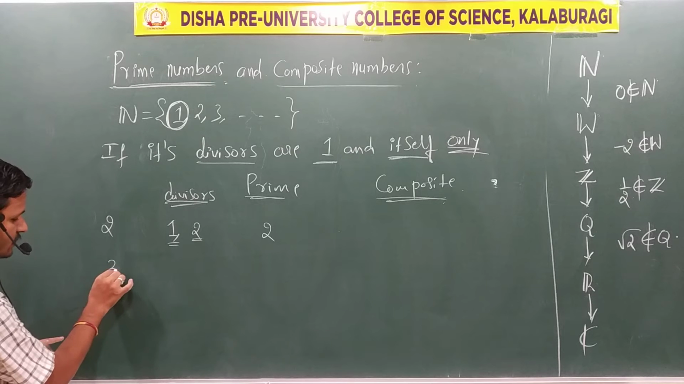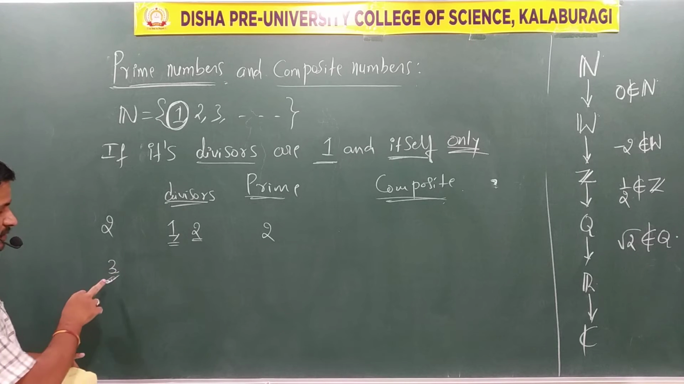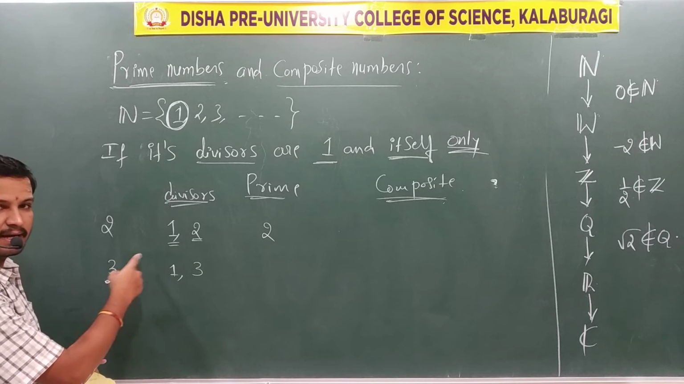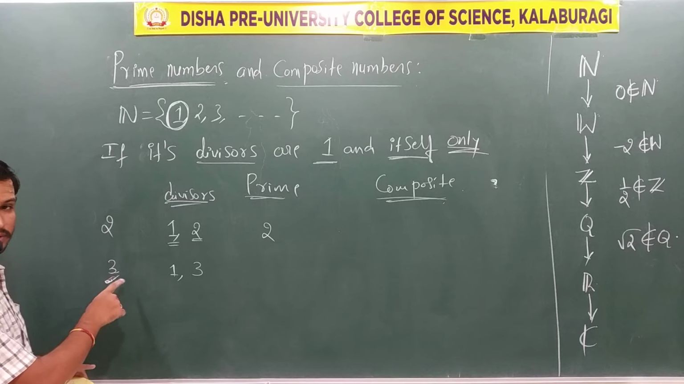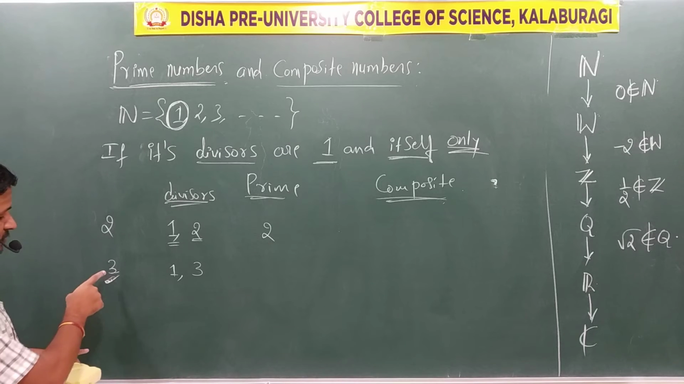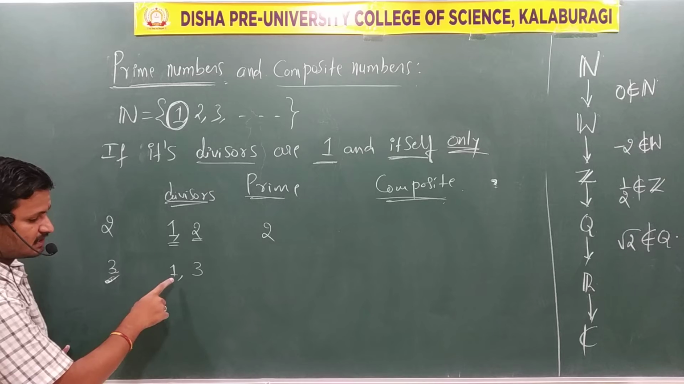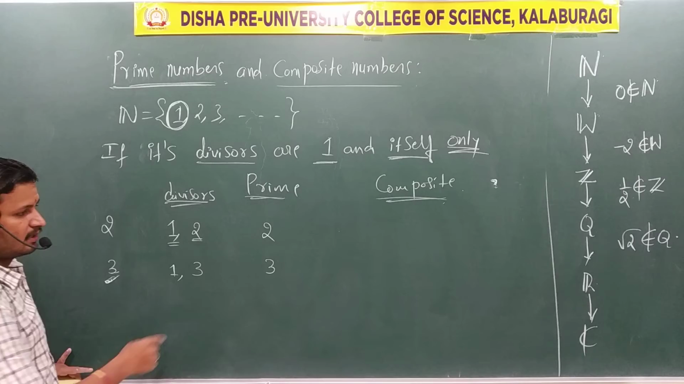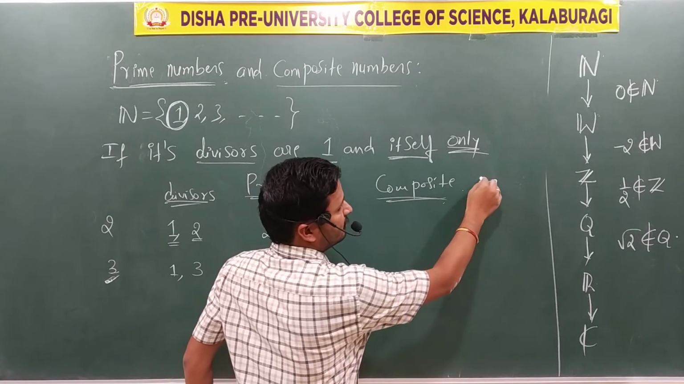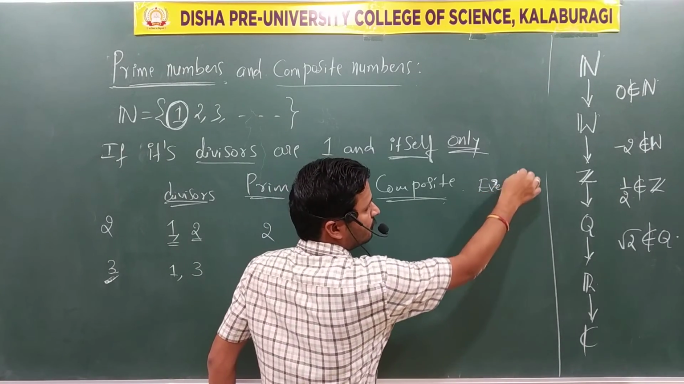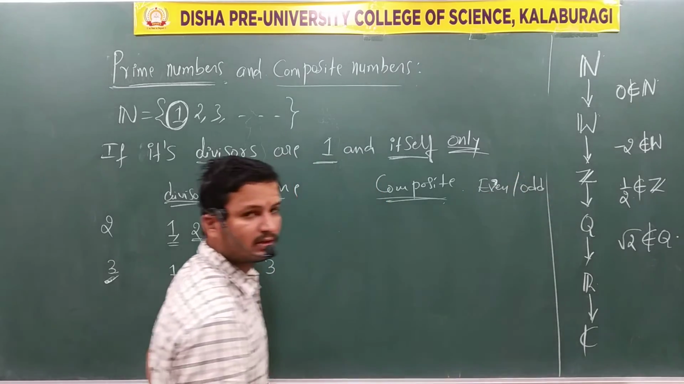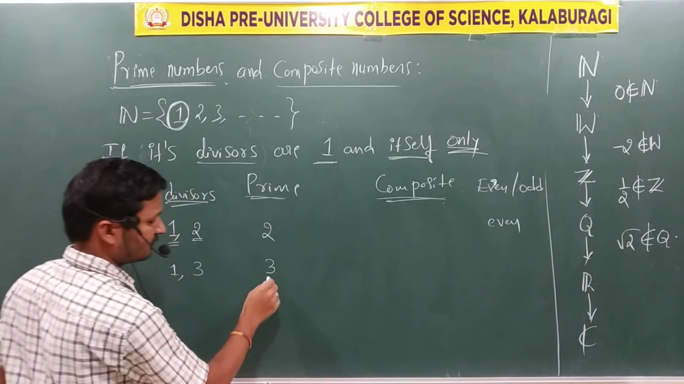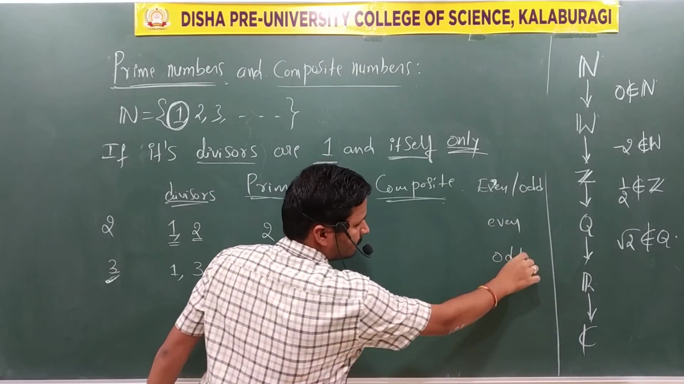Next, 3. So, divisors of 3: 1 and 3. It is divisible by 1 and itself, but not 2, because 3 by 2 is not 0. So 3 is not divisible by 2, and its divisors are 1 and 3. So, 3 is a prime number. And one more thing I will add here, whether it is even or odd. 2 is an even number. 3 is an odd number.